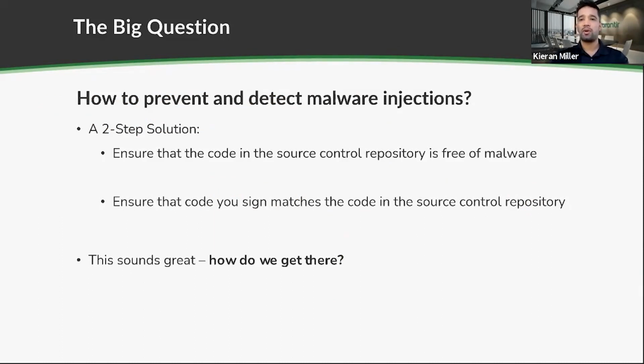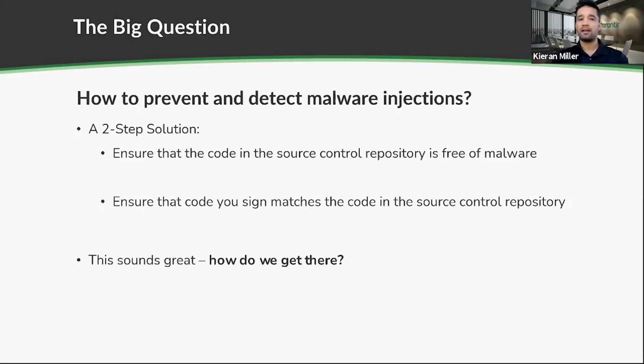So at a high level, we want to ensure that the code in the source code repository is, loosely speaking, good, free of malware, what we intend it to be. And then the second thing we need to do is ensure that the code that we sign exactly matches what comes from the source code repository. Now, that second part is a little tricky because you typically end up signing the binaries, whereas the code in the repository is the source code. And so you need to find a way, and this is where verified reproducible builds are going to come into play.